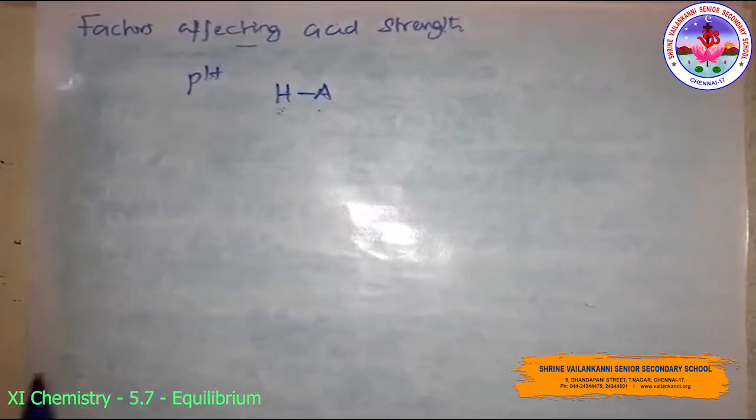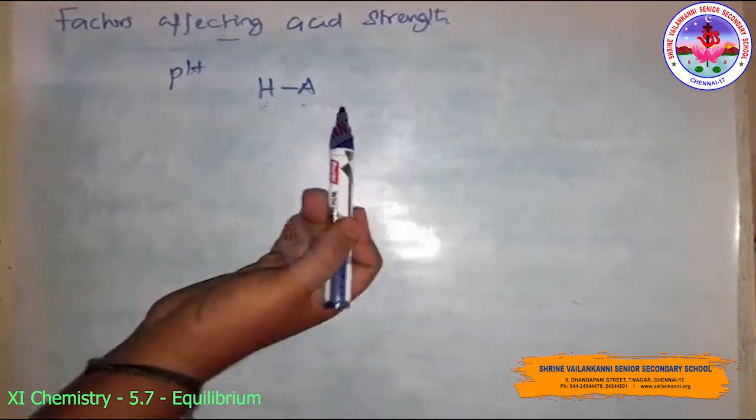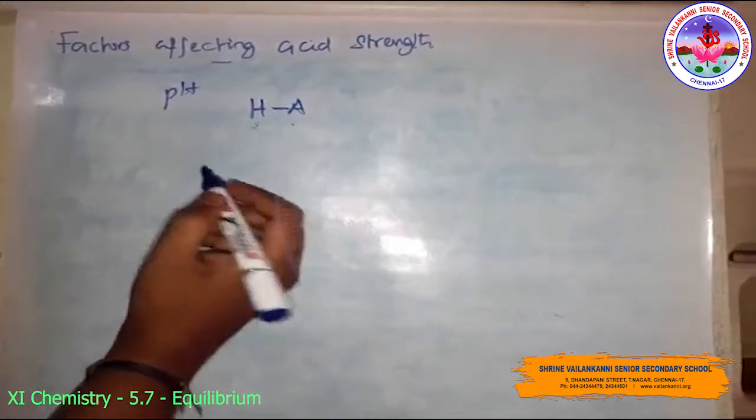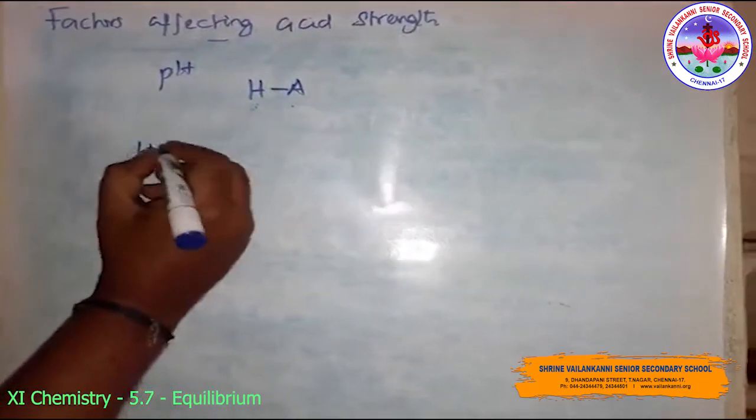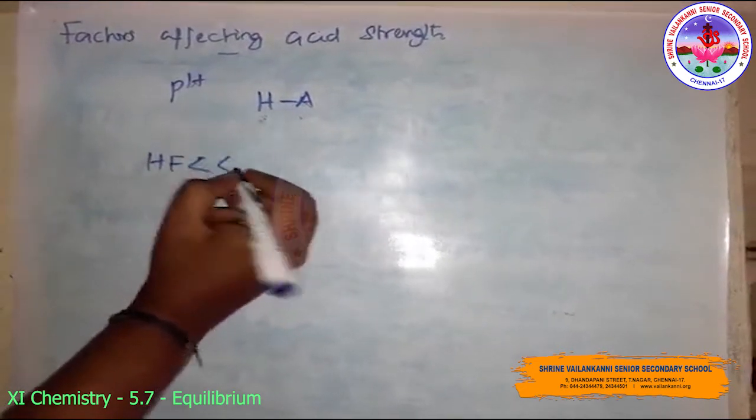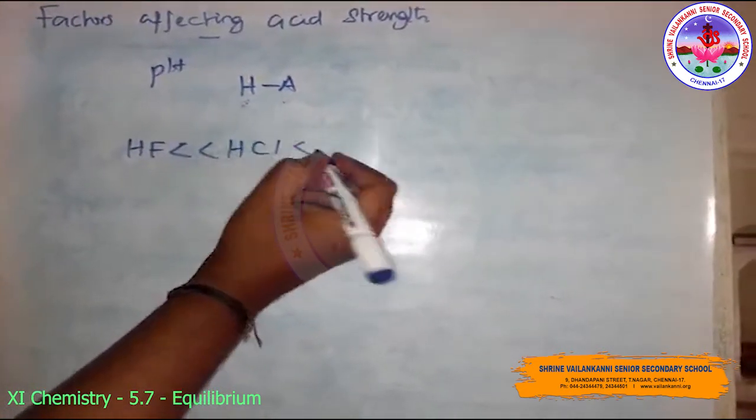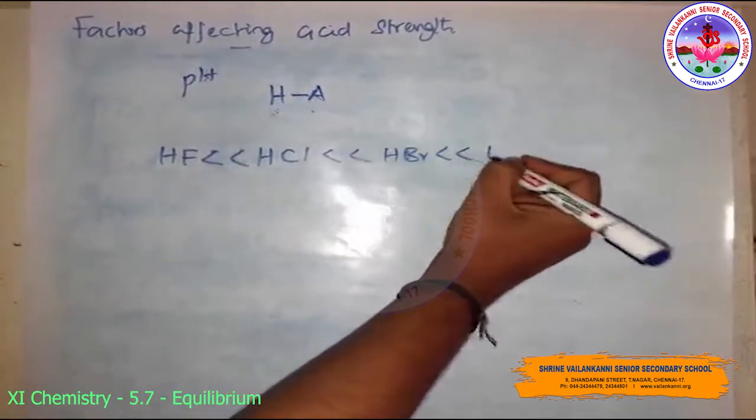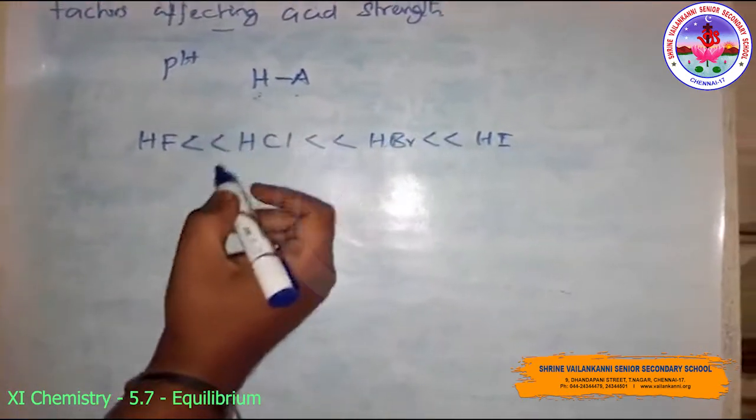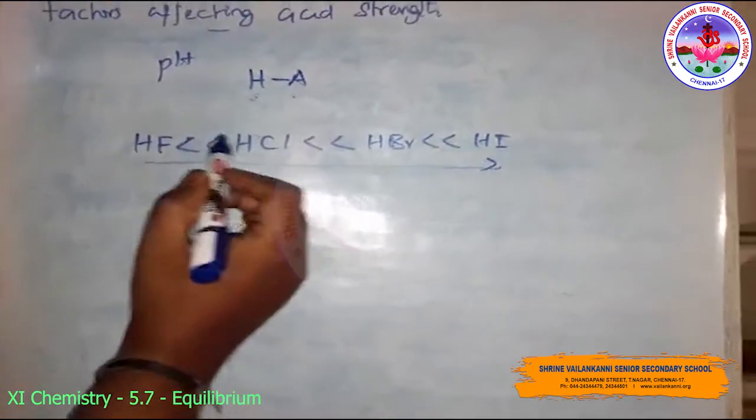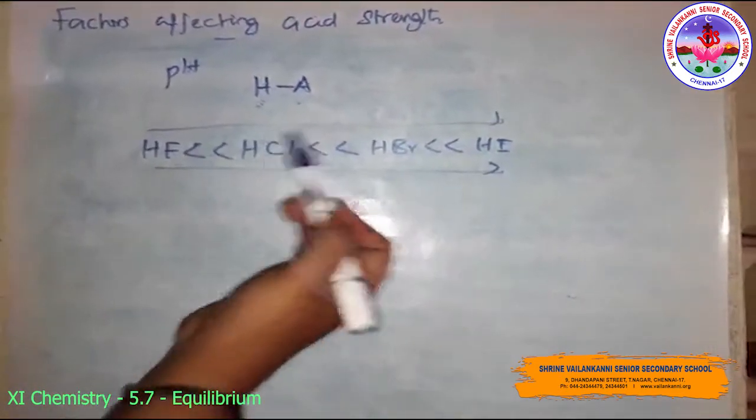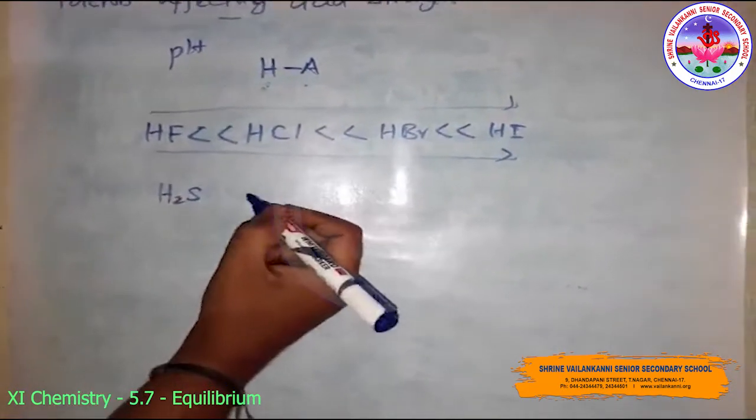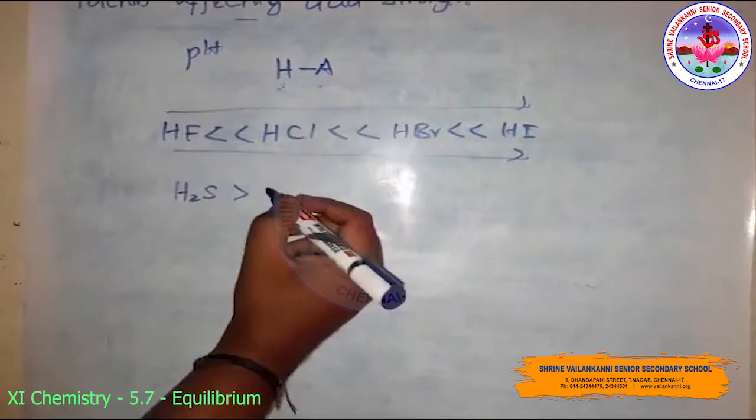Here the size of A increases down the group, the HA bond strength decreases, and so acid strength increases. For example, HF is much less acidic than HCl, which is less than HBr, which is less than HI. Here the acid strength increases and the size of the atom also increases. Similarly, H2S is a stronger acid than H2O.